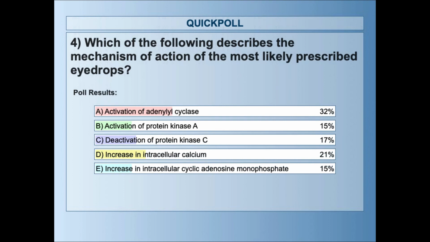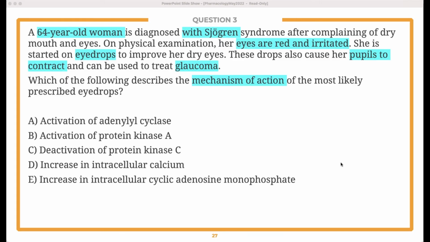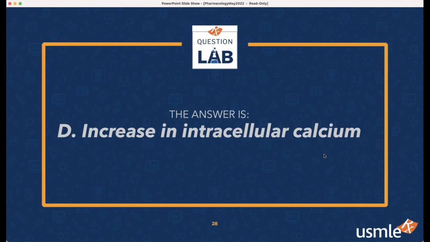So obviously we had some questions about this one. Let's go ahead, hide the results, and share the answer. And the answer is answer choice D, increase in intracellular calcium. This was the runner-up with 21% of the vote, but clearly a challenging question. So Sean, help us break this one down.